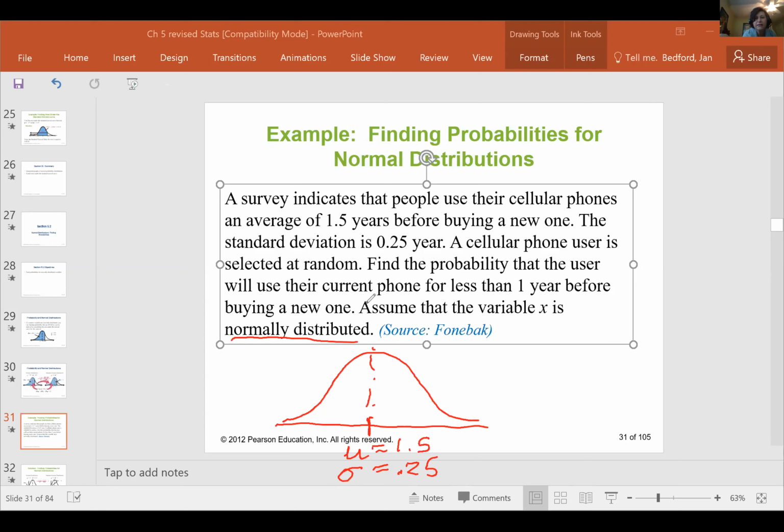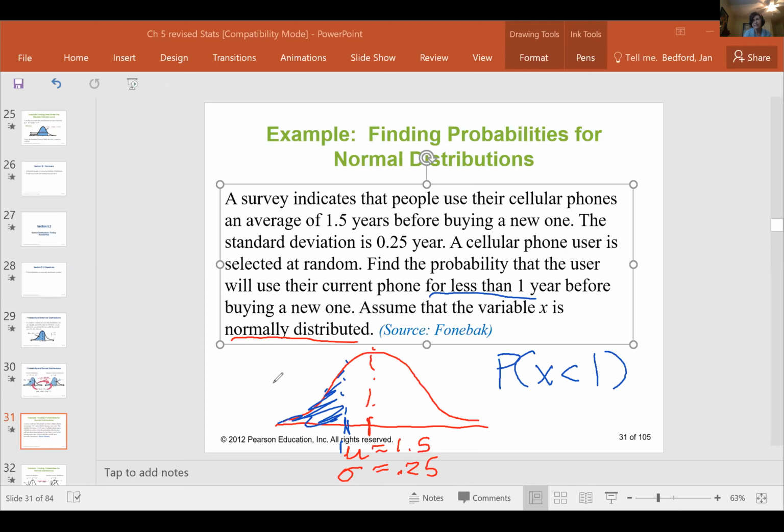What is the X value that I'm supposed to be using? I want to find the probability that X is what? Less than 1. Very good. You'll have to pay close attention to how it's worded. It could have said that they'll keep their phone for more than a year, and then we'd be looking at something to the right of 1. But since it's less than 1, I know somewhere over here is 1, and that means I'm trying to get this area, everything to the left of 1.